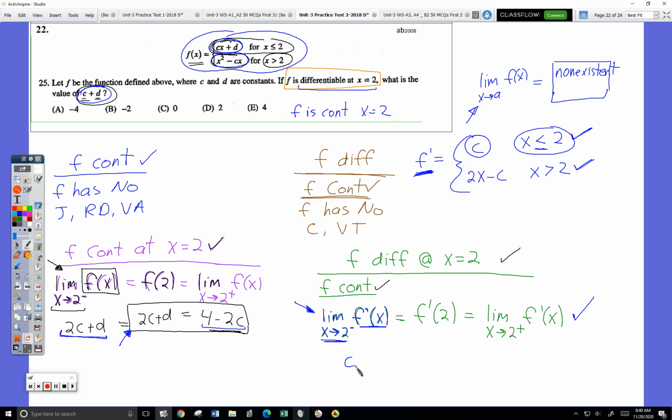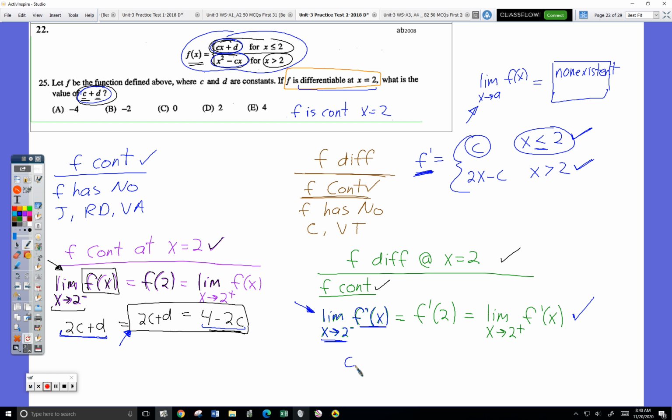Nothing else. How many knew it? 0.3 for Jensen. F prime of 2 would be the same. Hands up for the limit as x approaches 2 from the right.